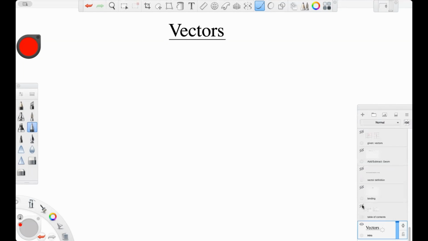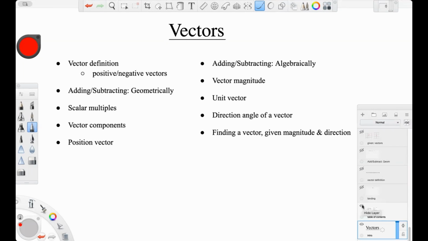All right, let's talk about vectors. Here's a quick look at the table of contents for this video. So if you're looking for one of these specific topics, you can go ahead and navigate straight to that chapter of the video. So we're going to dive in with the first part right here.